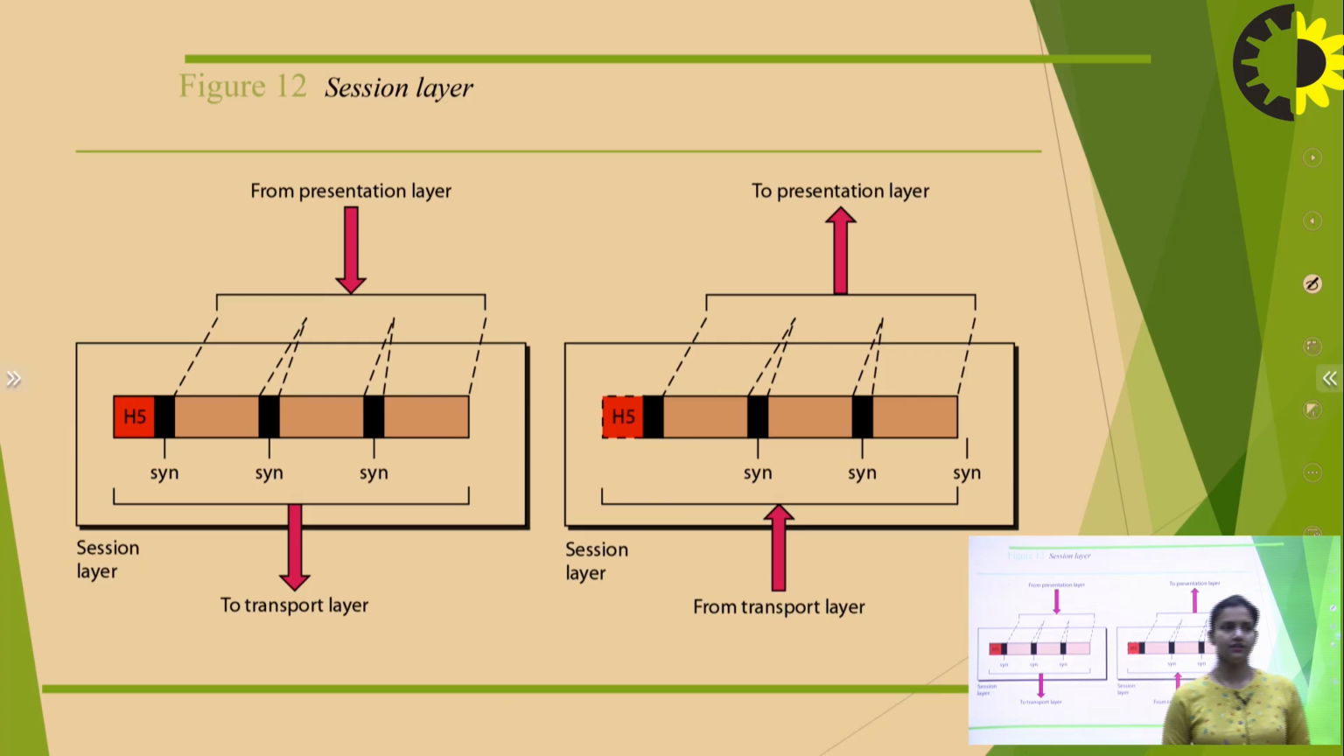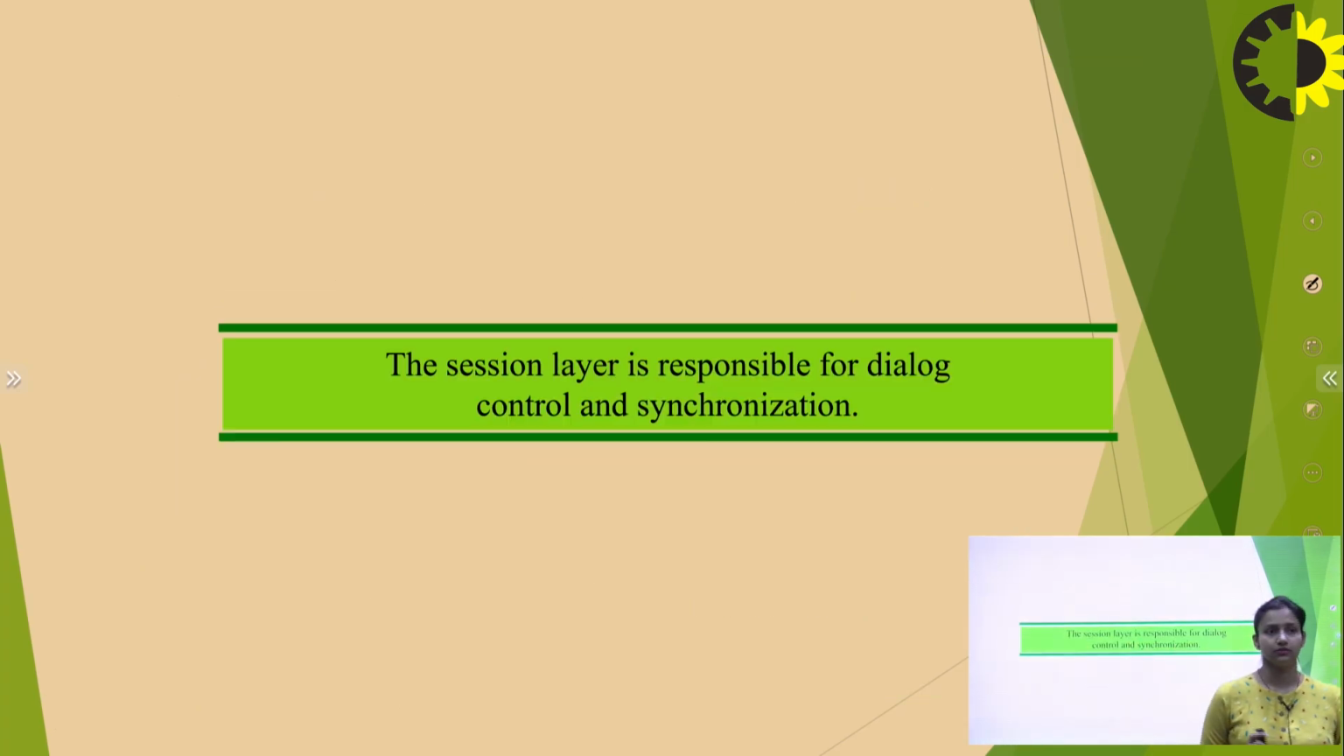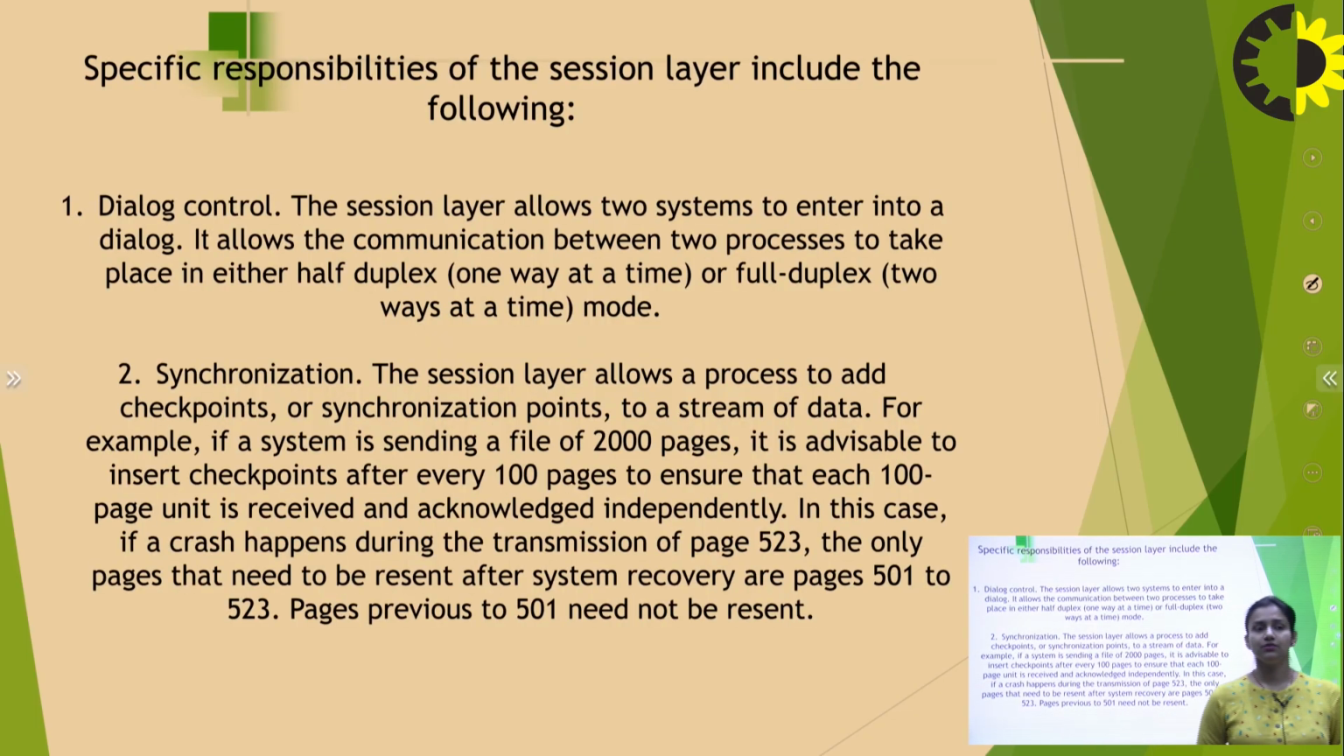Now we have the session layer. In this session layer, as you can see, it is dividing our data by adding some sync and also some headings, and it is responsible for dialogue control and synchronization. We have three types of communication processes: simplex, half duplex, and full duplex.